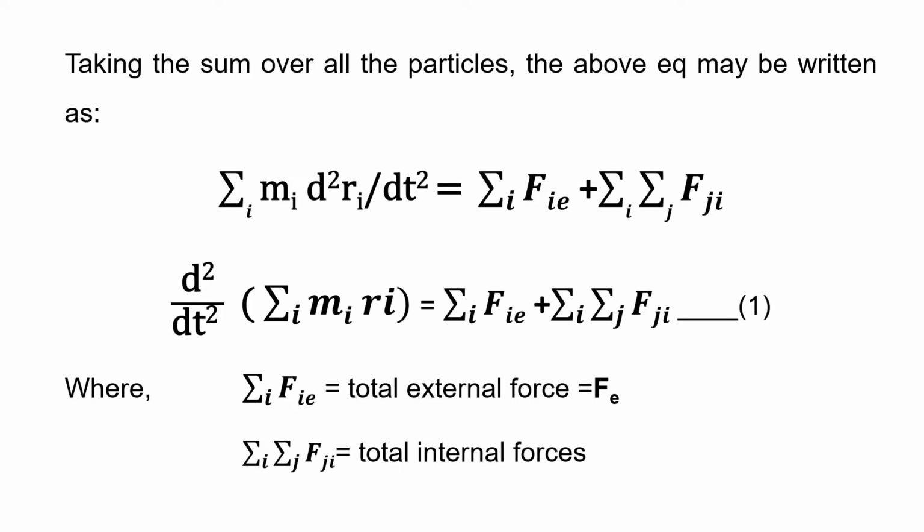We know that summation means the sum over the particles, so summation i F_i will be the total external force on the system, and summation j F_ji will be the total internal forces on the ith particle. Giving this as equation number 1, we can write summation i F_i as the total external force F^e, and summation j F_ji is equal to the total internal force. We can write these values in the above equation 1 and get the value.